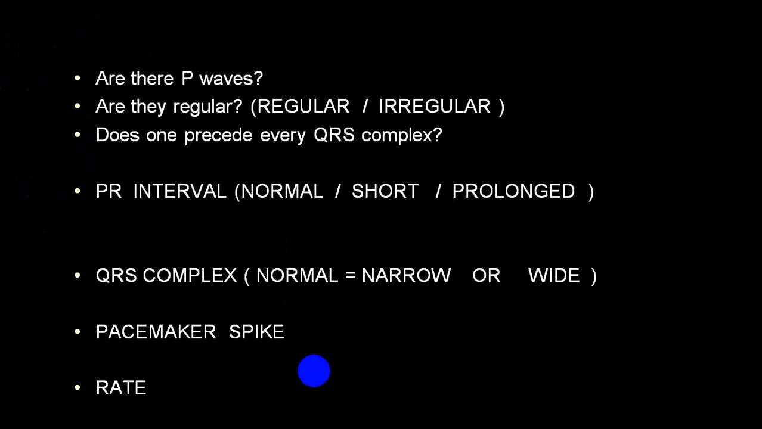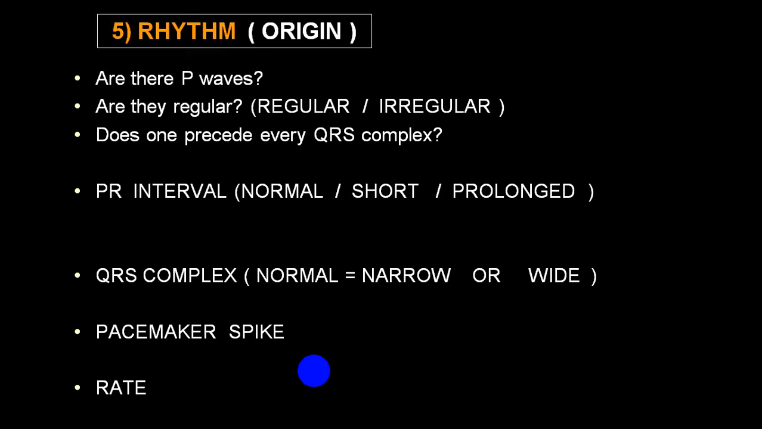And for identifying that, you should answer some questions. P wave is present or not? RR interval is regular or irregular? And if it is irregular, regularly irregular or irregularly irregular? Does P wave precede every QRS complex? What is the PR interval? It is normal, short, or prolonged? What is the QRS complex, narrow or wide? Is there any pacemaker spike? And then calculate the rate. When you put all this together, you can determine the origin of the rhythm.